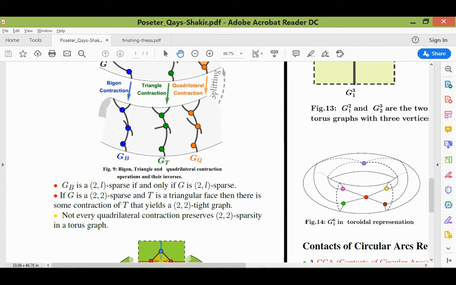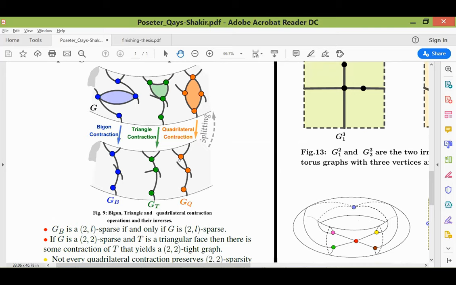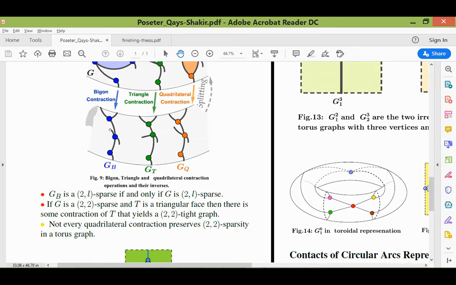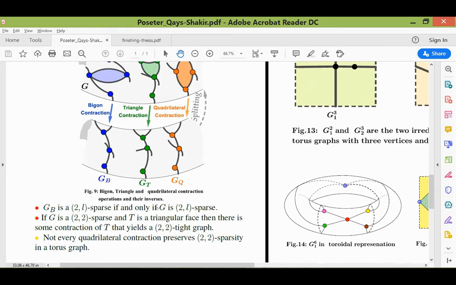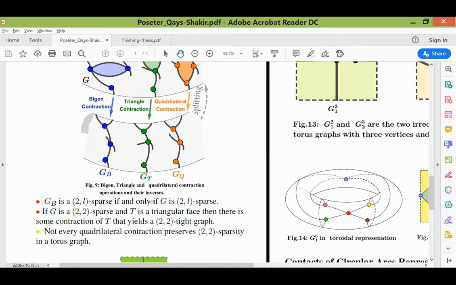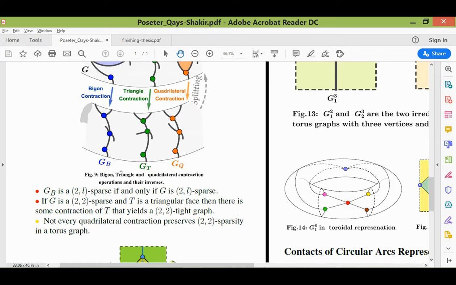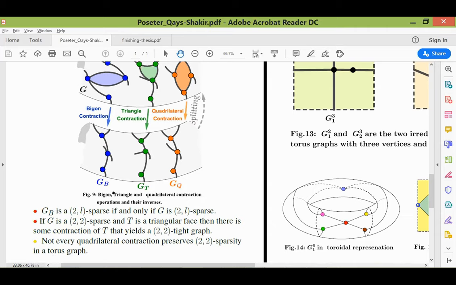Some results that we got about these three moves, especially for the first two: G' here is the graph that results from contracting that bigon. We see that G' is 2-L sparse if and only if G itself is 2-L sparse. And if G is 2-2 sparse and T is a triangle face in that graph, then there is some contraction of that triangle which yields a 2-2 tight graph. So whenever we see a digon, we can contract it and the resulting graph will be 2-L tight, 2-L sparse. And whenever we see a triangle, we can contract that triangle and we will get a 2-2 tight sparse graph. We have an issue with the quadrilateral contraction.